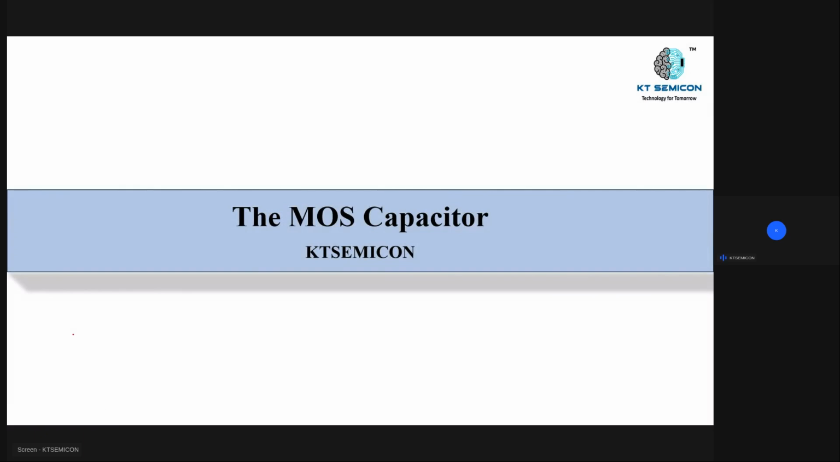In today's lecture, we will discuss the MOS capacitor. MOS means metal oxide and silicon, so SiO2. This is one of the layers, and we'll discuss everything. For a MOS capacitor, we have three different layers. The first one is the metal layer. This metal is going to act as the gate.